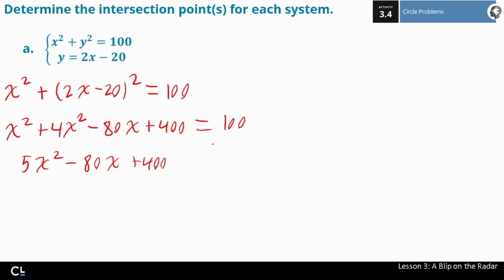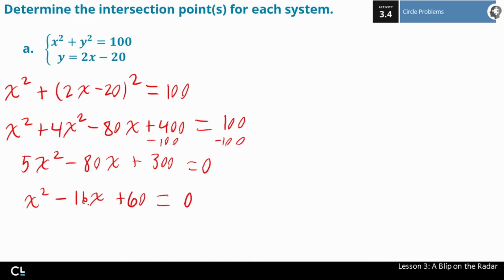Actually, we're going to bring this 100 over, right? We're going to subtract 100 from each side. And the reason we're going to do this is because we want a 0 on this right side, which will give me 300 here equals 0. And now what we could do is divide all these by 5. That'll give me x squared minus 16x plus 60 equals 0.